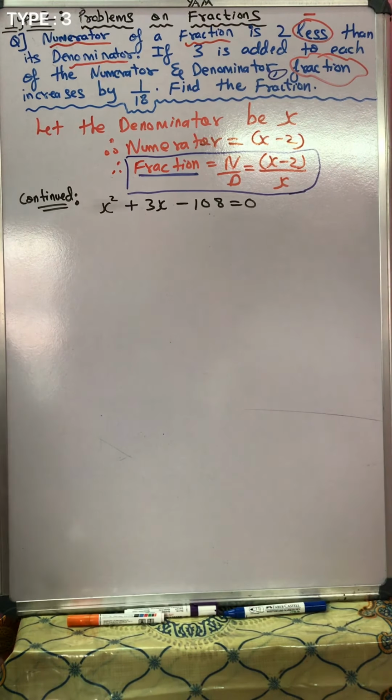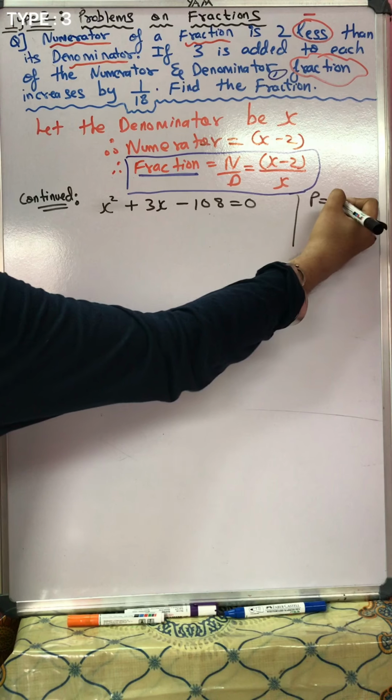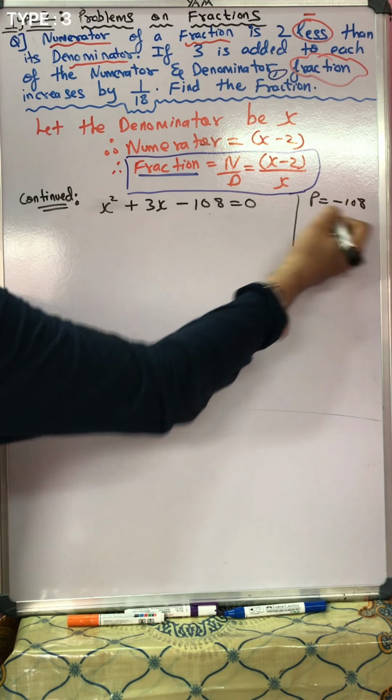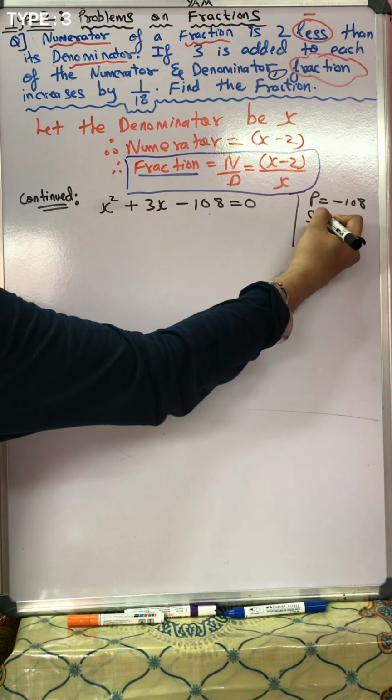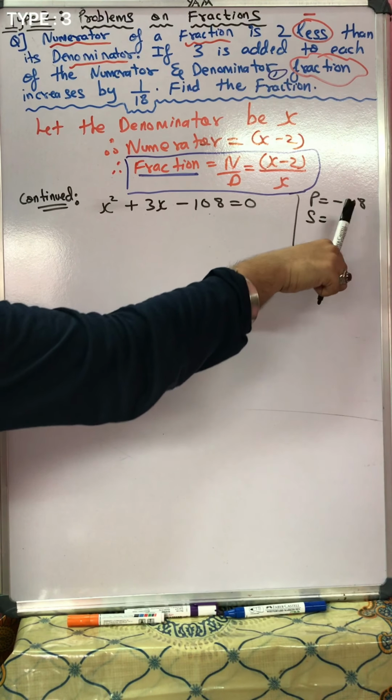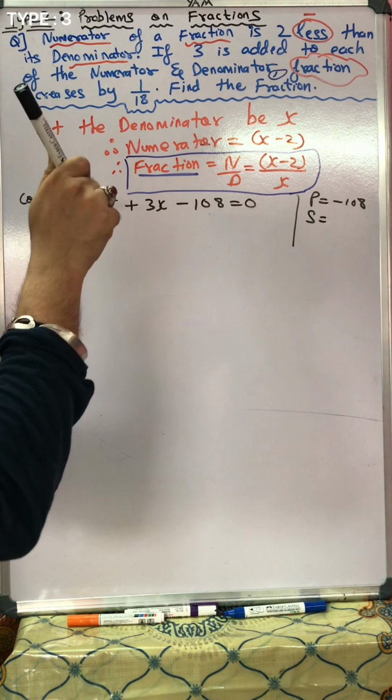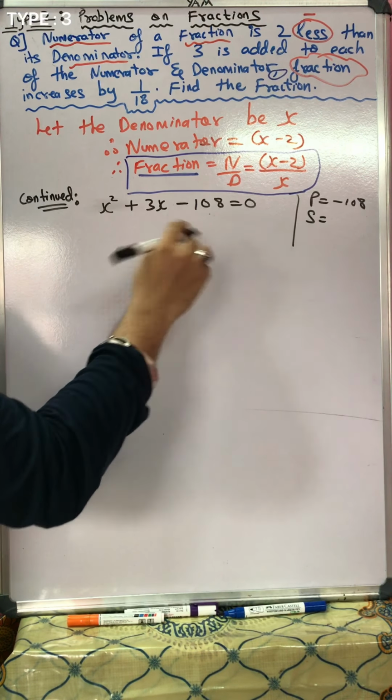So now students, I have copied our equation over here, which was x square plus 3x minus 108 is equal to 0. Now we need two numbers such that their product is minus 108, because here we have minus 108, and when we multiply two numbers we should get minus 108, and when we add the same two numbers we should get plus 3. So here I'll write plus 3.